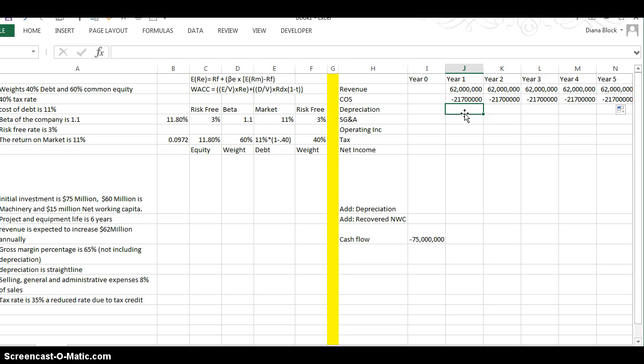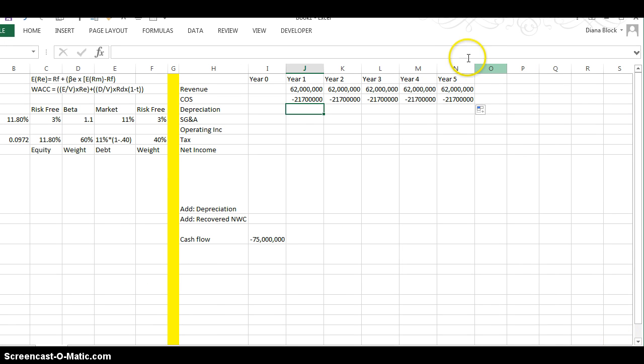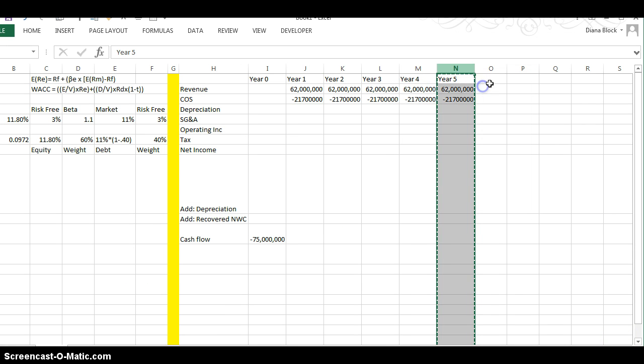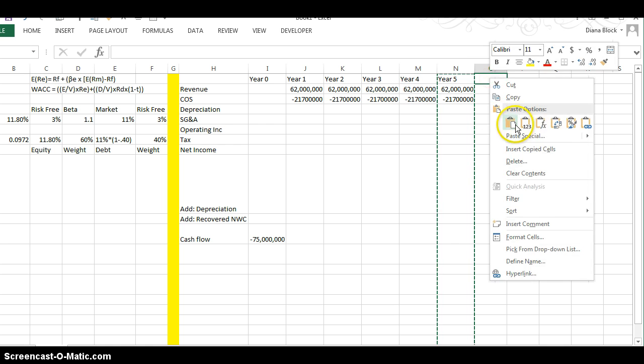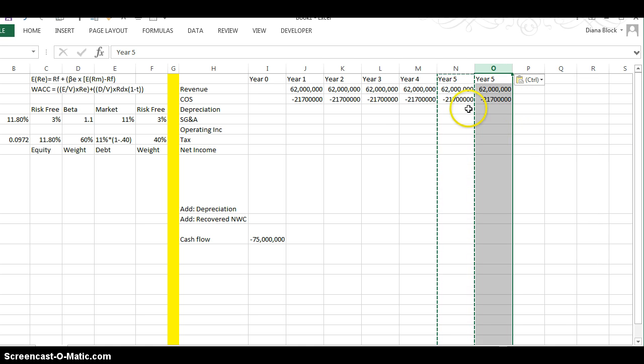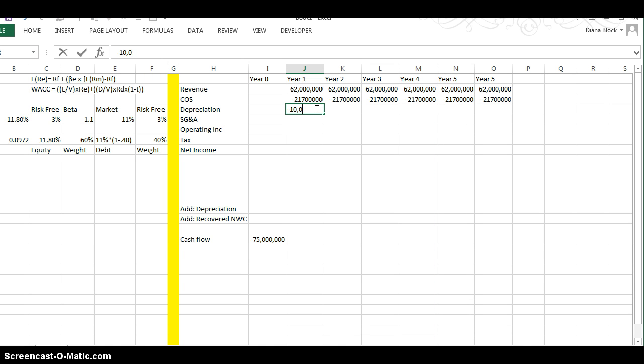So that means $60 million worth of machinery. We're going to straight line depreciate it for 6 years. I had to add another year on here. Okay, so that means we're going to depreciate $10 million per year.